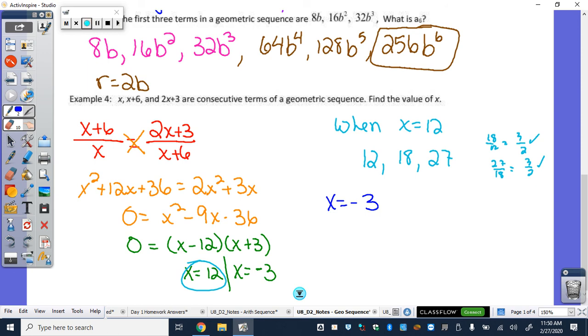Let's see if it works also for when x is negative 3. That means my first term is negative 3. But I plug it into that second one, negative 3 plus 6 gives me 3. Plug it into that third one, 2 times negative 3 plus 3, negative 3. This one's a little easier. What is our ratio that we're multiplying by? Negative 1, so yeah, that works also. They don't always, so you got to make sure you check to see if they work. In this case, both of them did work. So x could be 12 or x could be negative 3.